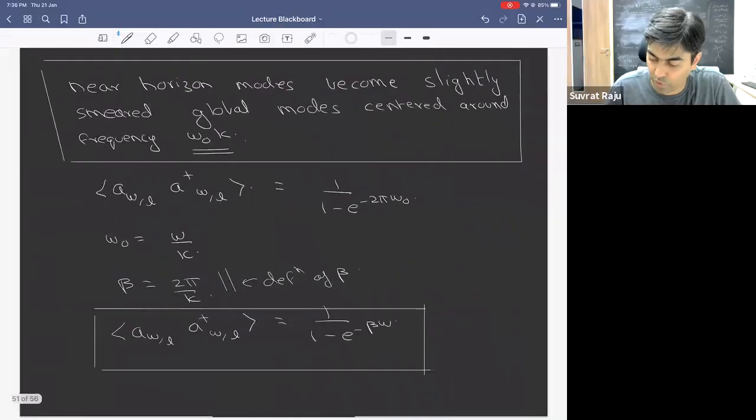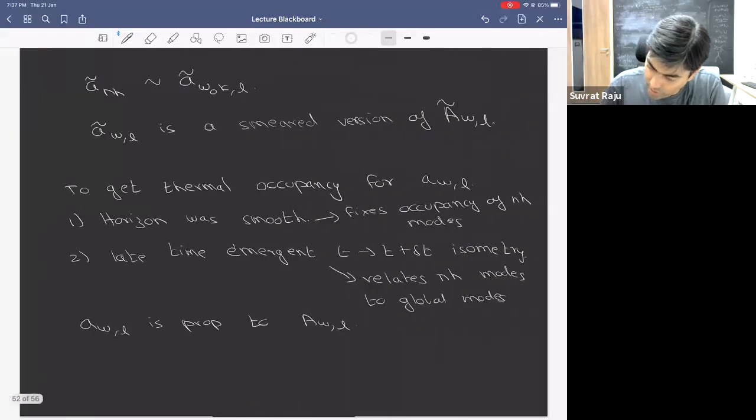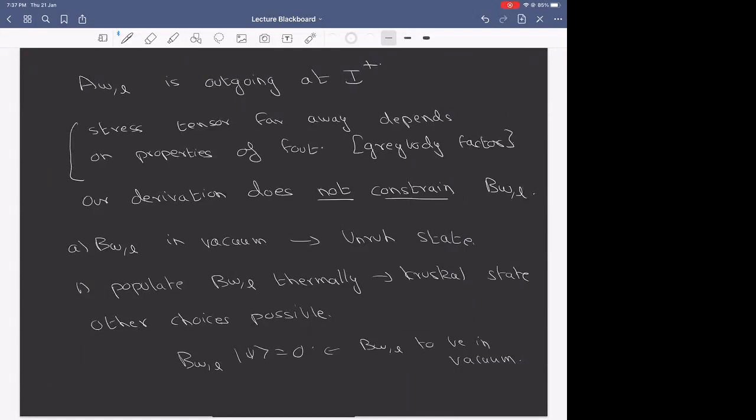These modes are just some modes which are multiplying certain modes. So, at I plus, there are some gray body factors that will be important if you compute the stress tensor, which I think I wrote somewhere. So the stress tensor far away depends on them. But I don't think that affects my question, which is about causality.